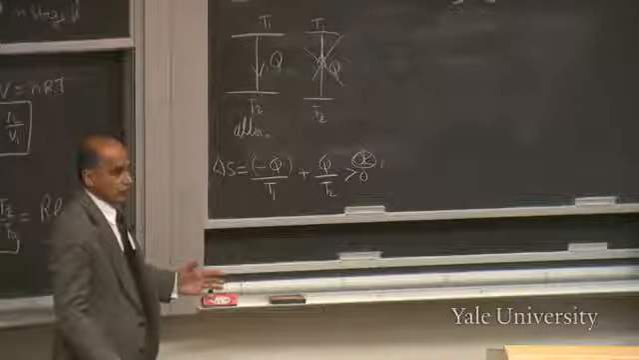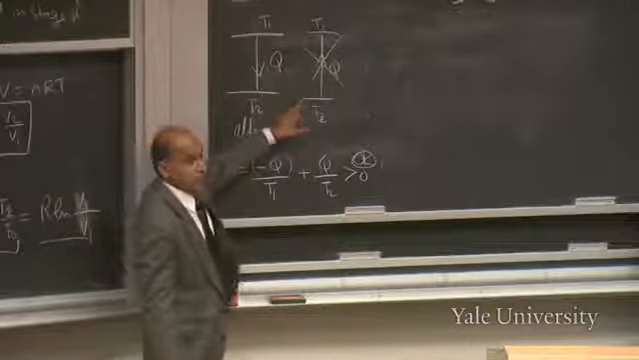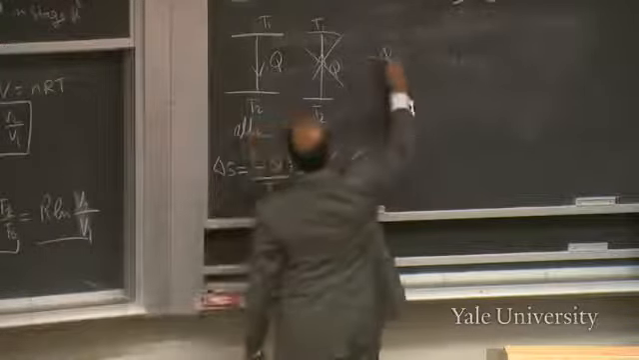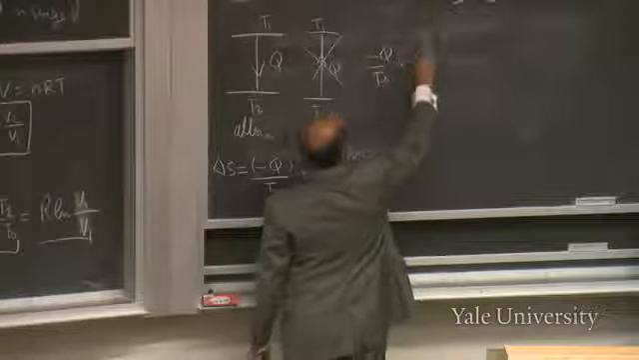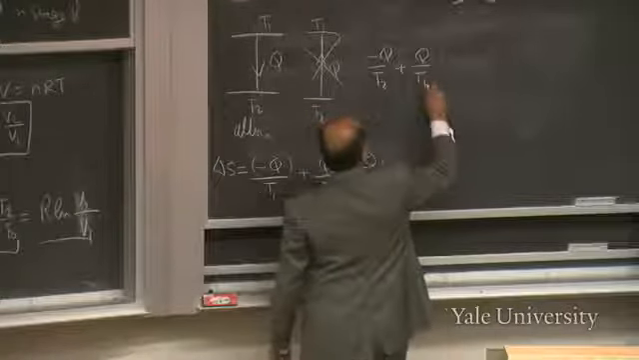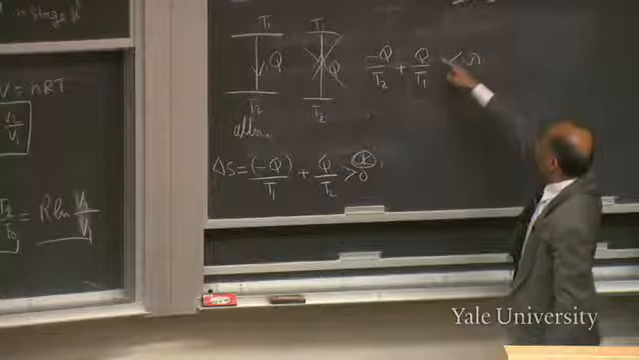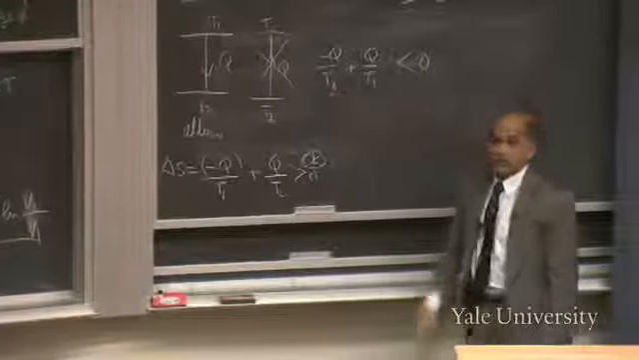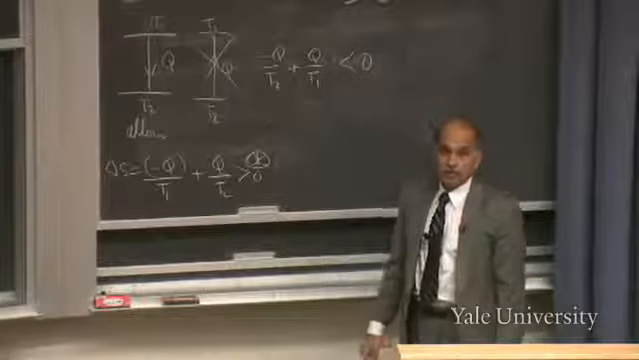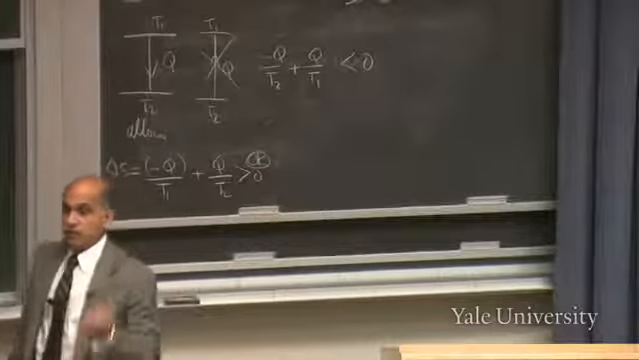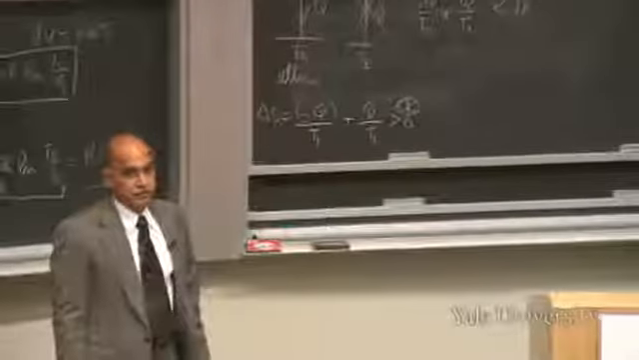By the same token, if you take this process, when heat flows uphill, then this reservoir loses some heat Q at temperature T2. The other one gains heat Q at temperature T1. But this is clearly less than 0 because this positive number is smaller than this negative number. So there you have a very simple example where if heat flows the wrong way, the entropy of the universe goes down.